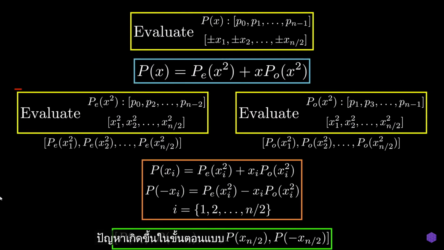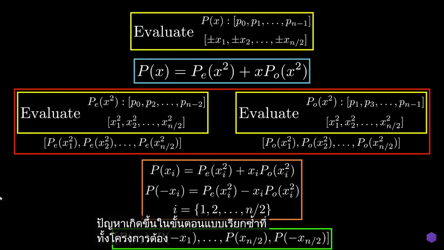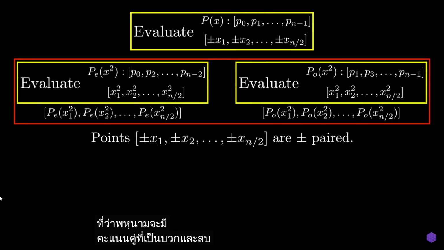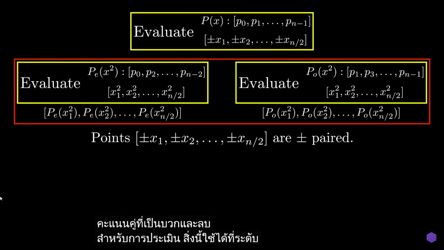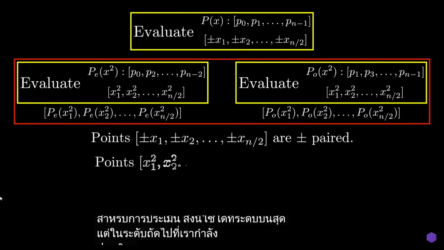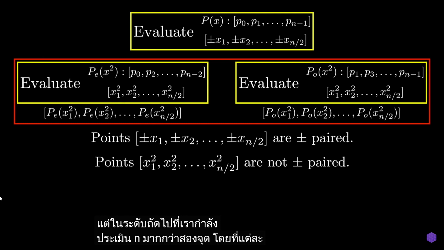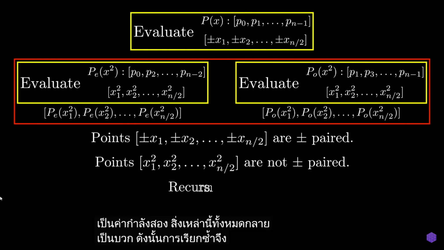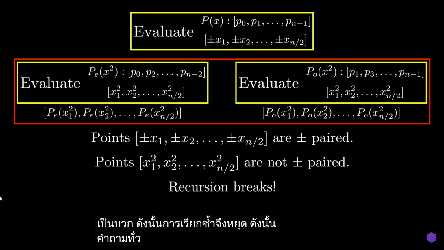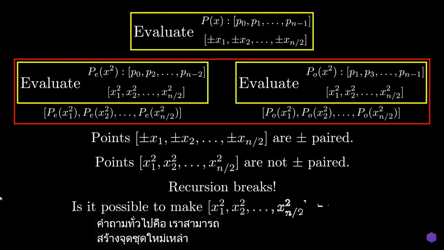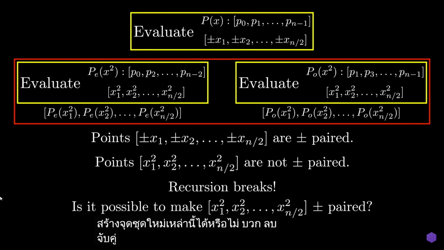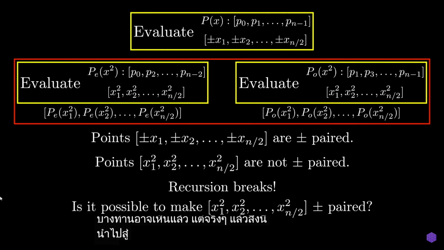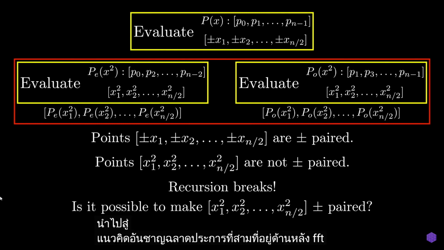The problem occurs at the recursive step. The entire scheme relies on the fact that the polynomial will have positive and negative paired points for evaluation. This works at the top level, but at the next level we are evaluating n over 2 points where each point is a squared value. These all end up being positive, so the recursion breaks. So then the natural question is, can we make these new set of points positive negative paired? Some of you may already see it, but this actually leads to the third absolutely ingenious idea behind the FFT.